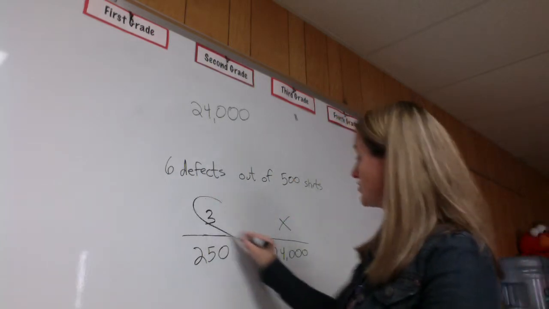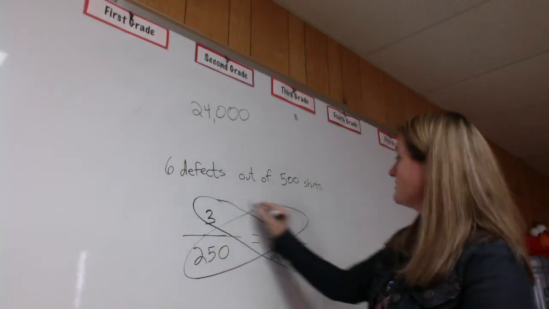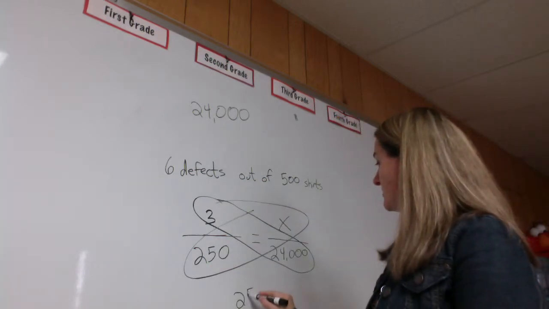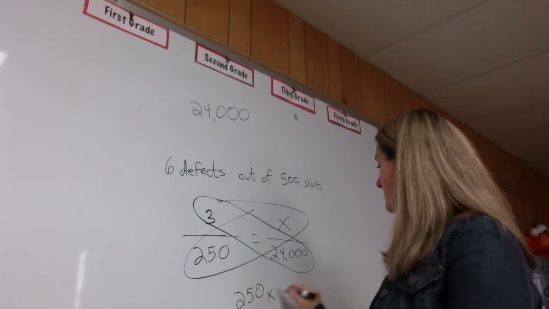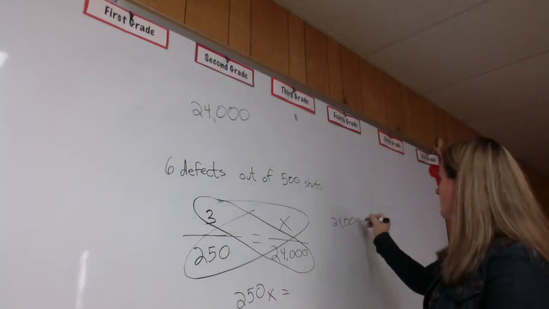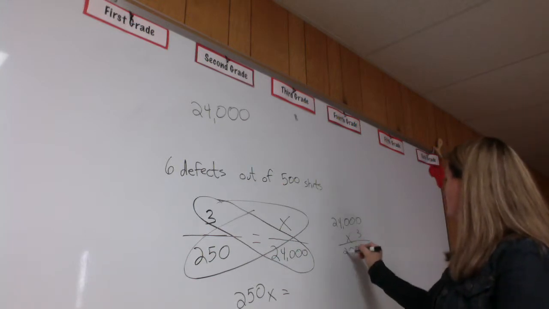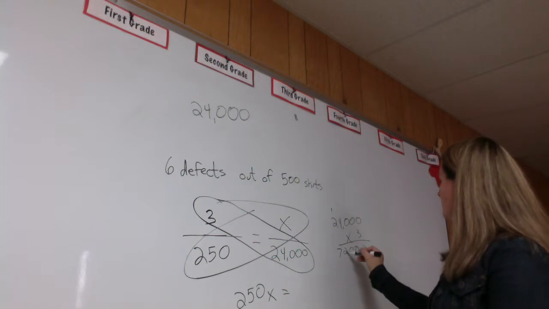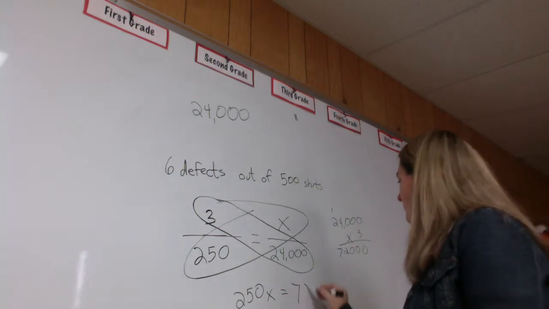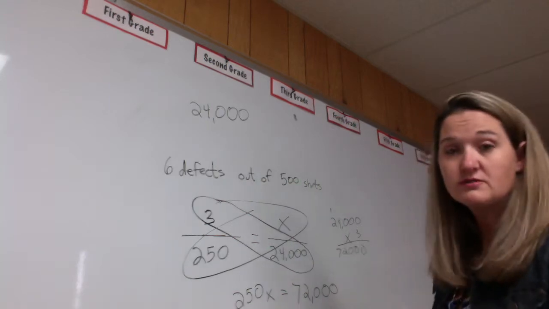We should remember how to do this. So we've got 250x is equal to 24,000 times 3. I really shouldn't have to work this out: 3, 0, 0, 0, 12, 72. So now my problem is 250x is equal to 72,000.